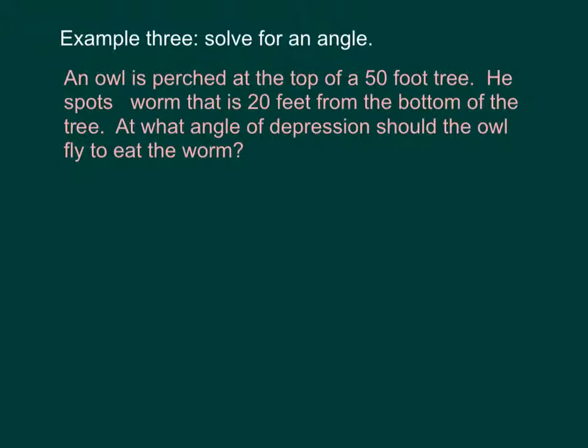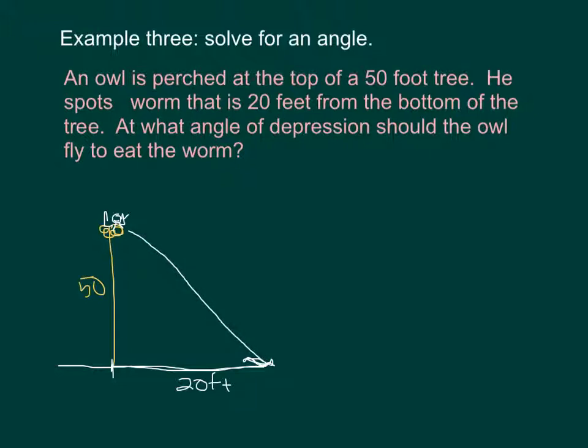So this time we have an owl perched at the top of a 50-foot tree. So here's my tree. I know it's 50 feet. My owl's up here at the top. Looks nothing like an owl. Pretend it does. And he spots a worm that is 20 feet from the bottom of the tree. So here's my worm on the ground. And I know this distance to the bottom of the tree from the worm is 20 feet. And now I'm asked at what angle of depression should the owl fly to eat the worm. So here's the path the owl's going to fly to eat the worm.